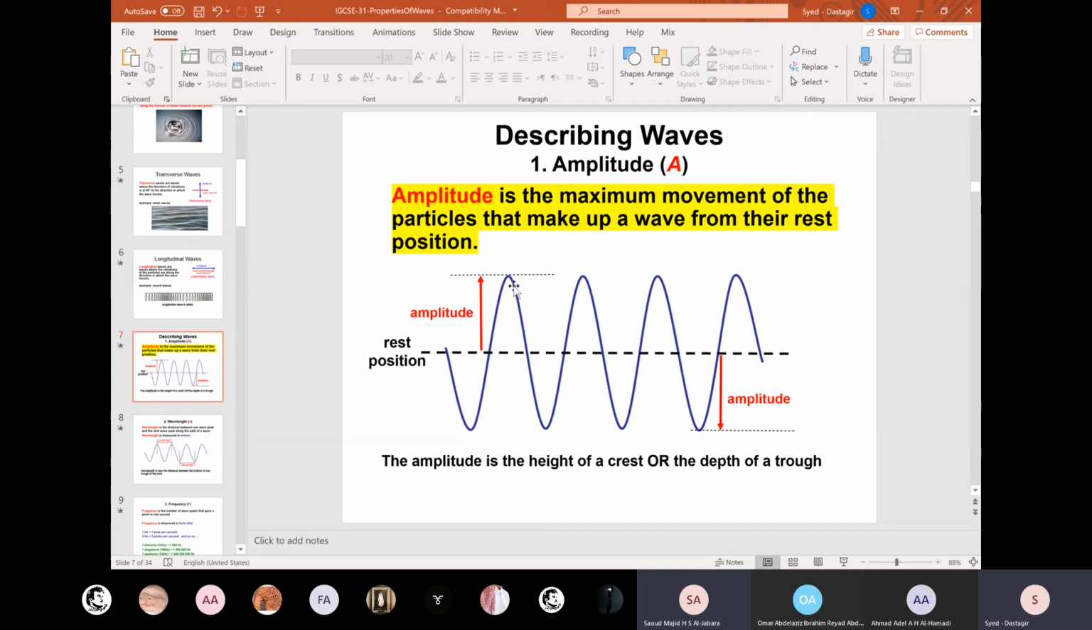So this thing is actually called a crest. This thing is called a crest. So it's the highest crest.